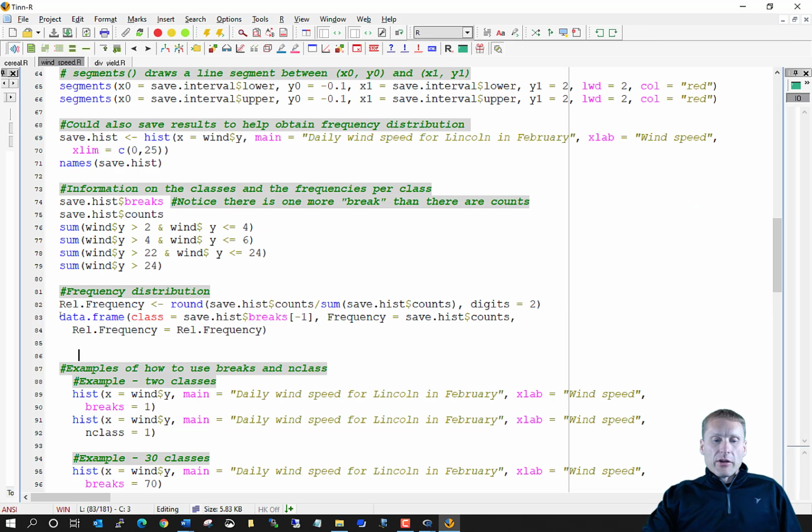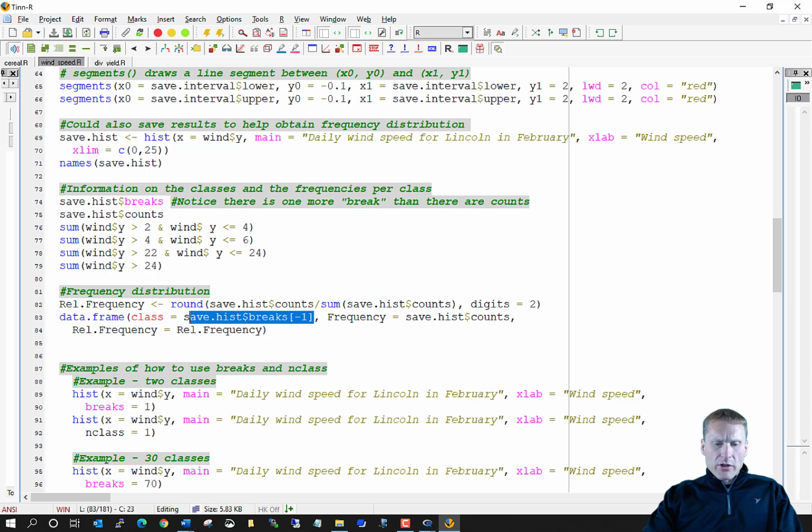Then I'm going to create my data frame using the data.frame function. I'm going to have a frequency variable that contains these counts. I'm going to have a relative frequency variable as well. And then I'm also going to have a variable that helps me determine which class or which group each of these counts and relative frequencies belong to. I'm going to call it a variable called class. And then I'm going to get those groups from breaks in save.hist.